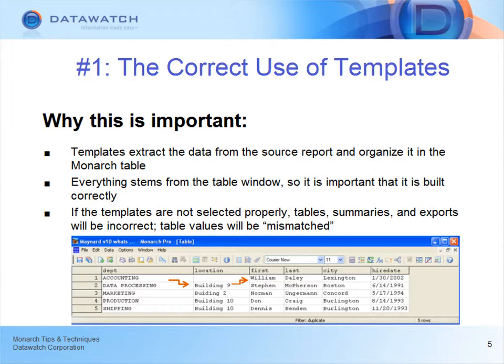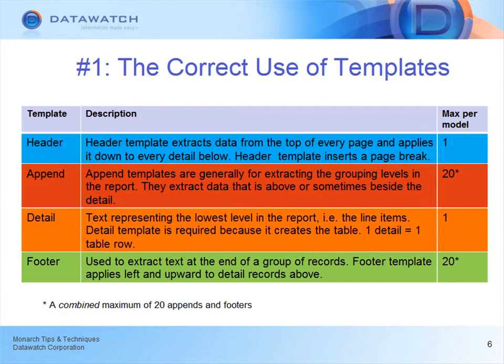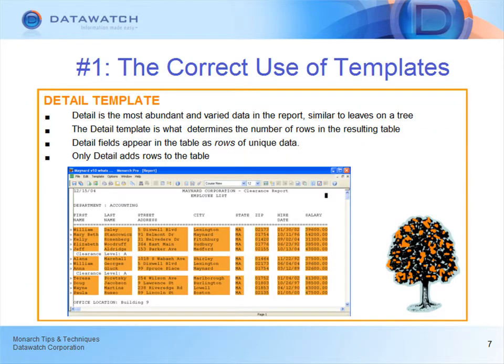There are 4 template types. You have header, append, detail, and footer. Your specific report will dictate which templates are needed. You may need several templates or you may need only a few templates. But one thing is for sure, you will need your detail template. Your detail template is required because it builds the table. You won't actually even have a table to view if you don't have a detail template created.